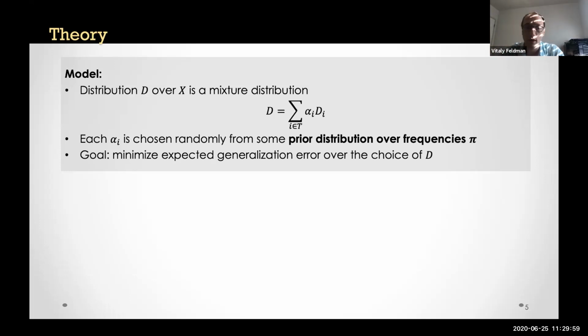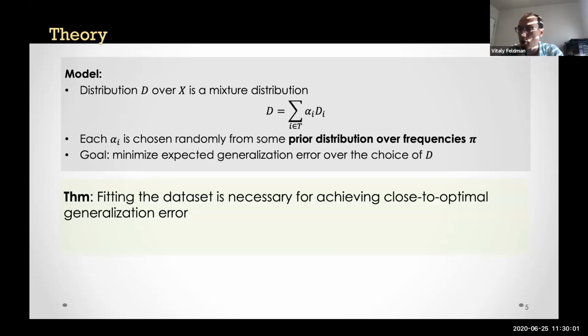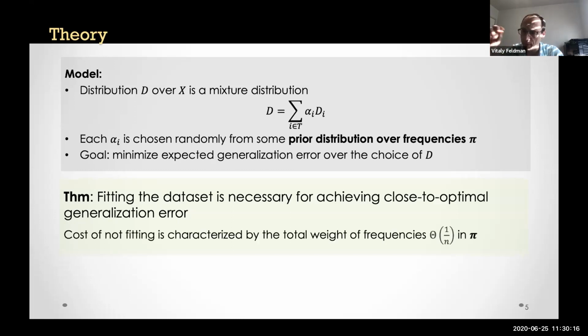So for this class of models, I show that fitting all examples that are unique representatives of their subpopulation is necessary for achieving close to optimal generalization. And this result is quantitative, and it shows that the cost of not fitting is characterized by the prior distribution over the frequency, and specifically by the total weight of the frequencies on the order of 1/n.